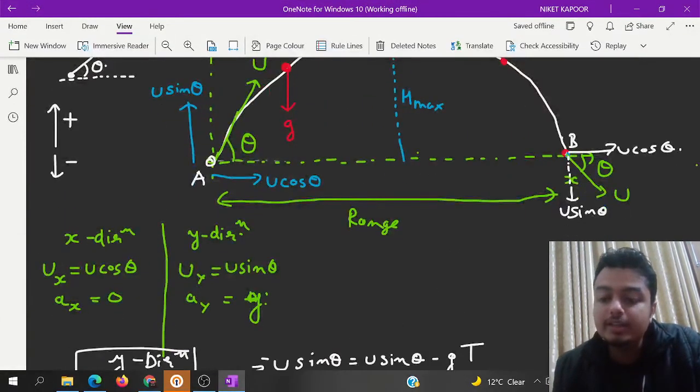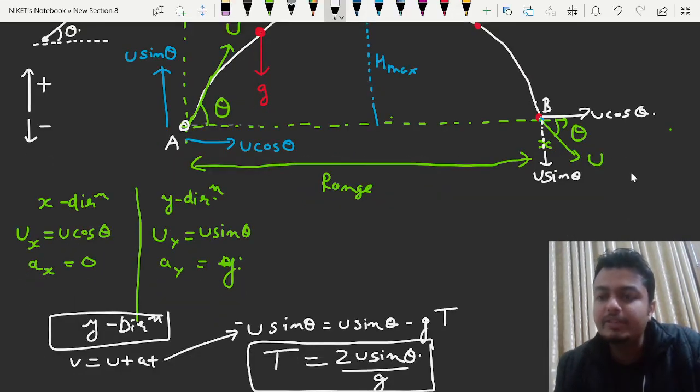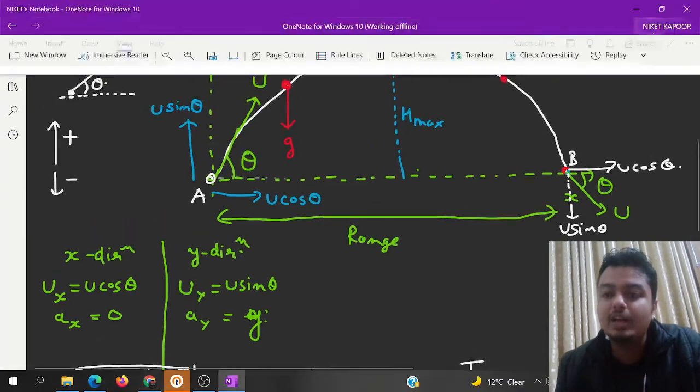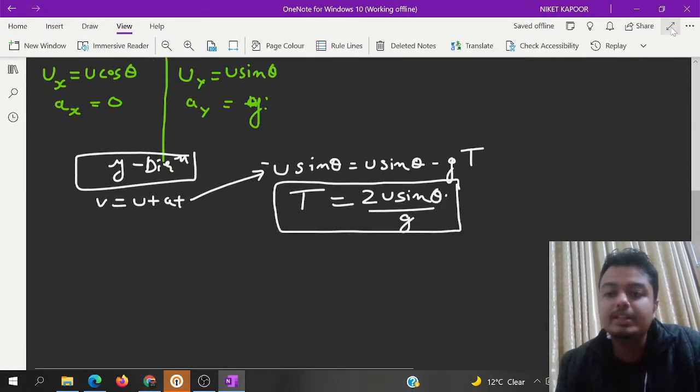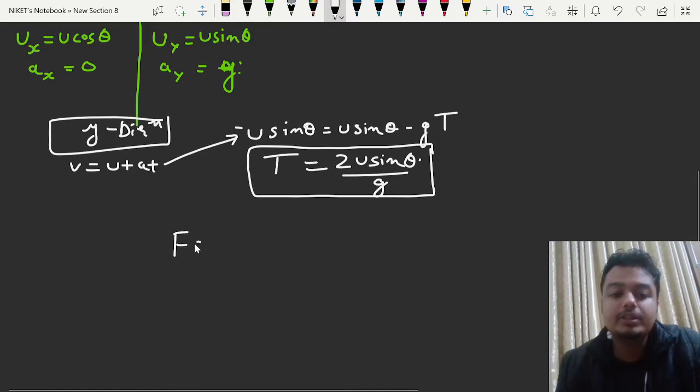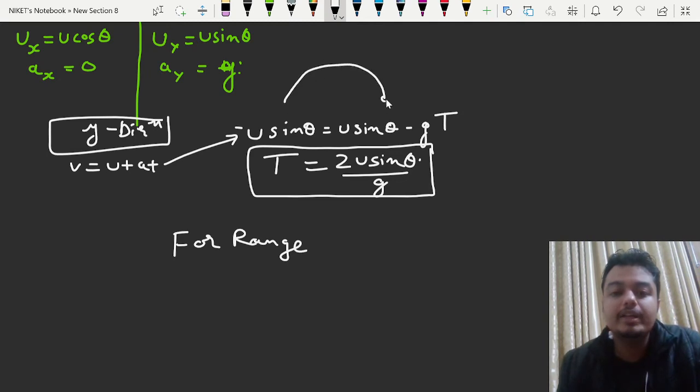Now to calculate the other things, we can do it very easily. See how you can just manage the range of the projectile. For range, you are seeing that range is the displacement in the x direction when the projectile is going and striking at this point. So what is the final displacement? This is the final displacement. So for range, you need to observe the x direction.